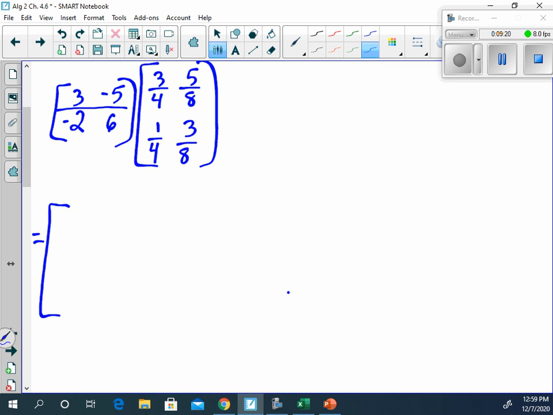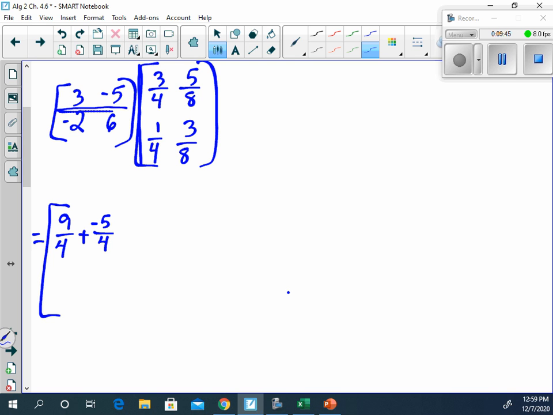So we're going to do our over, down. We'll have 3 times 3/4, which would give us 9/4, because 3 times 3 would be 9 over 4. Then we'll have plus -5 times 1/4, which will be -5/4. And that'll be our first spot.